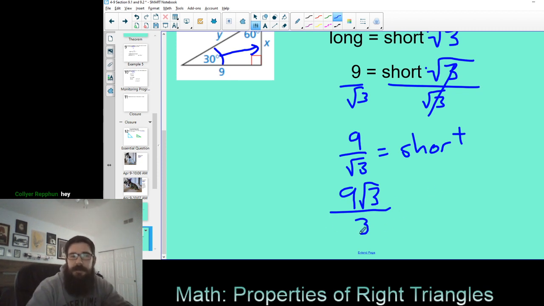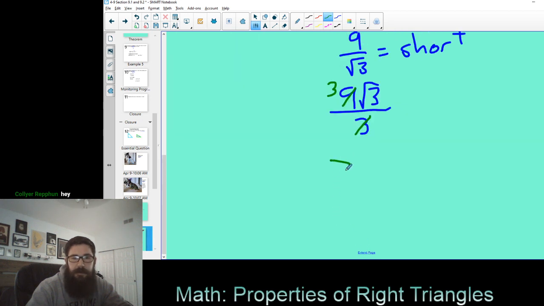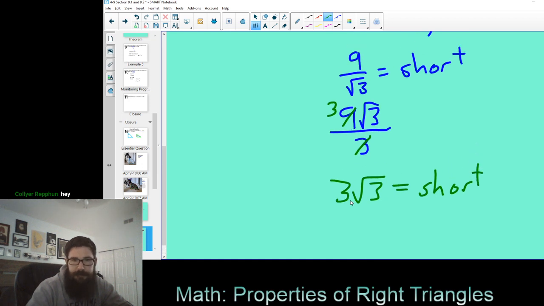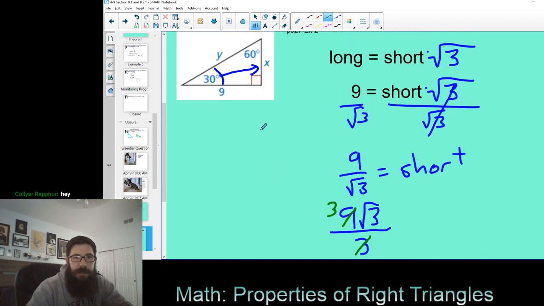I'm going to use this sort of number for everything going forward, and you might see why here. What can I do with this 9 and this 3 now? I can cross cancel those. So I've got now 3 square root 3 is the short leg, which is a little easier than dealing with fractions, okay? I'm going to scroll back up because we still need to find y.